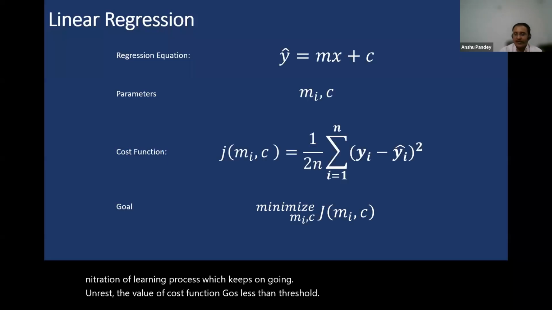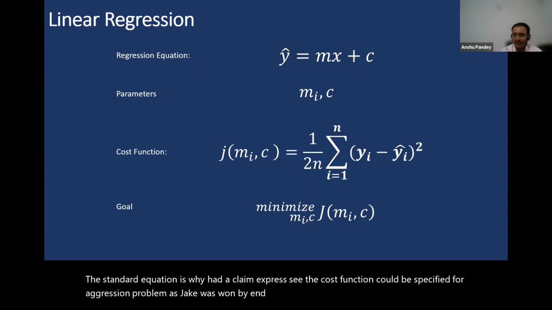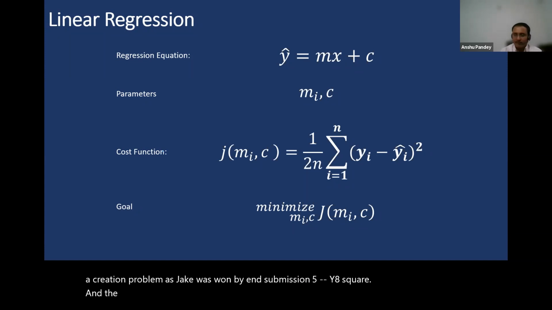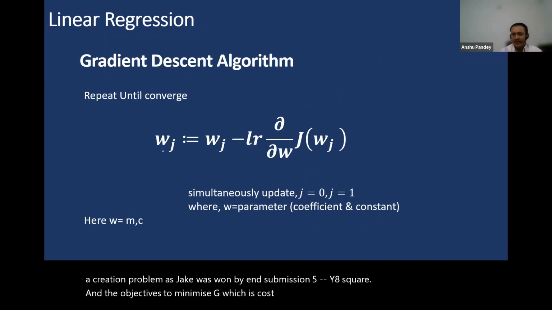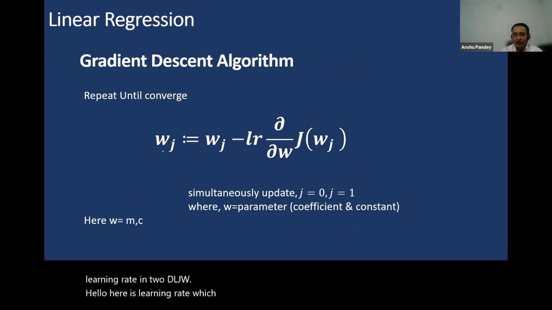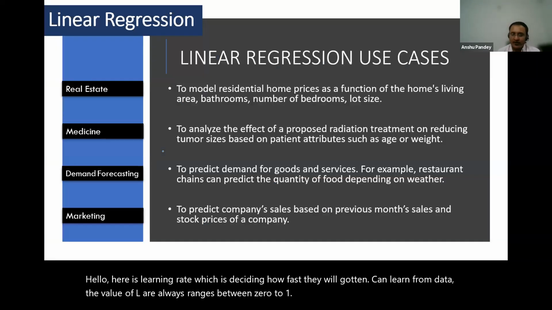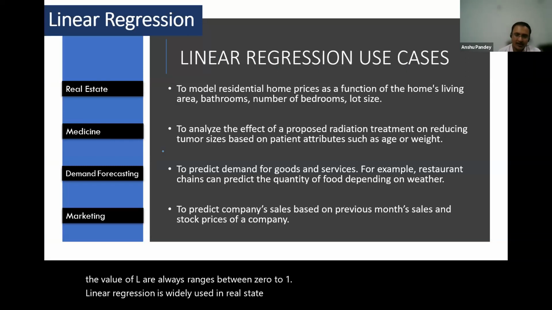The standard equation is y hat equals mx plus c. The cost function for a regression problem could be specified as J equals 1 by n summation of (y minus y hat) squared. And the objective is to minimize J, which is the cost function. That's where we go for the gradient descent algorithm, which helps us do that: new parameter equals old parameter minus learning rate times del J by del w. LR here is the learning rate, which decides how fast the algorithm can learn from data. The value of LR always ranges between 0 and 1. Linear regression is widely used in real estate, medicine, demand forecasting, and marketing as well.